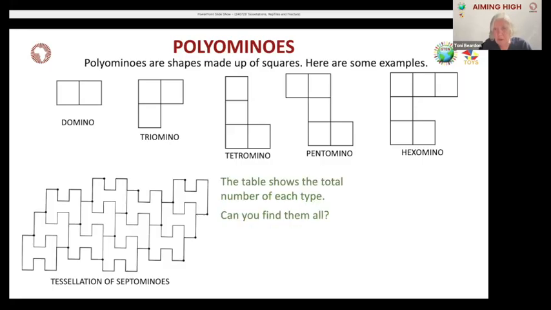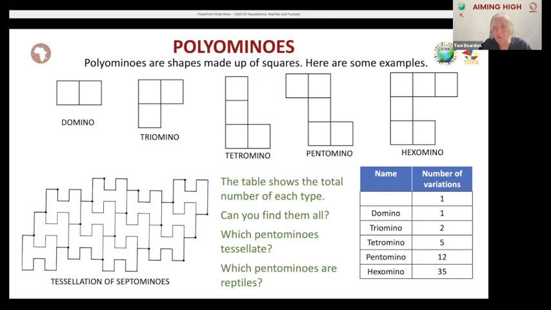So there's a table here that shows how many of each type there are. So there's only one domino, but when you come to hexominoes, there are actually 35 of them. Now, a good challenge for a group would be to find them all, you know, shade them on squared paper. Can you find all the different ways you can make a pentomino? There are 12 of them. That's not too great a challenge.